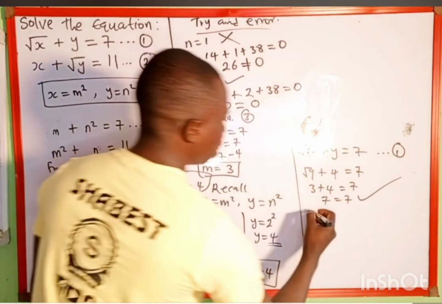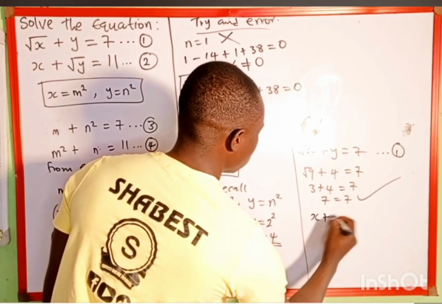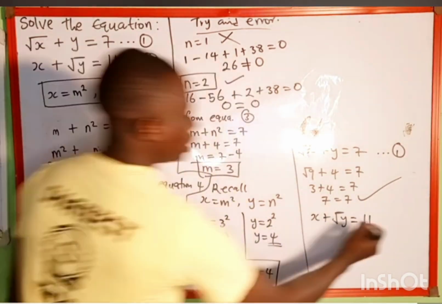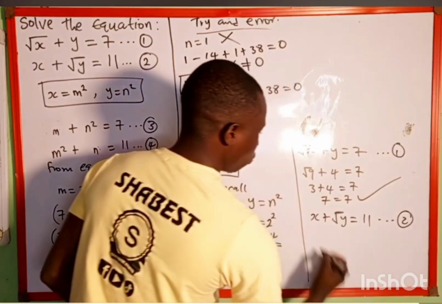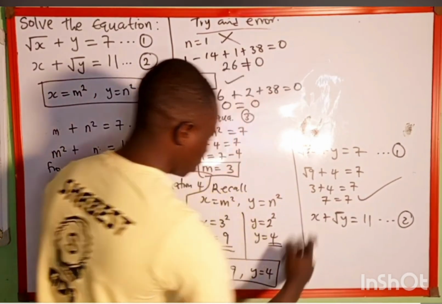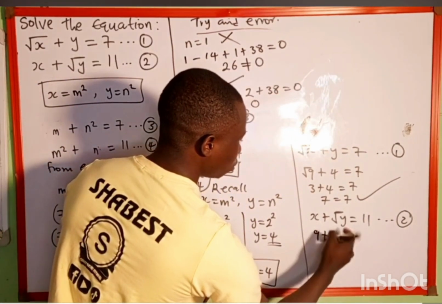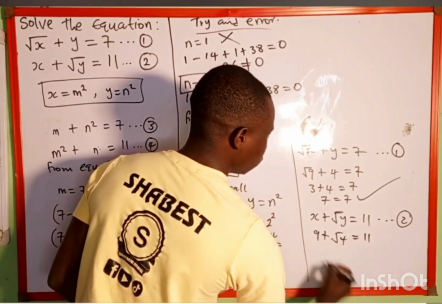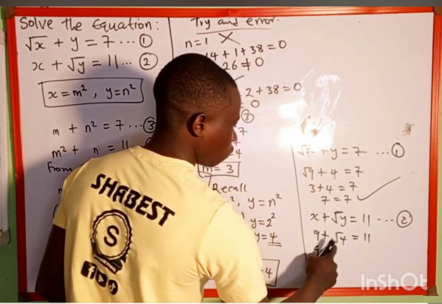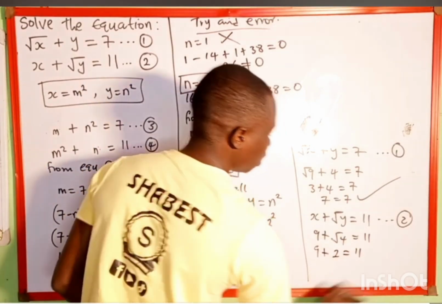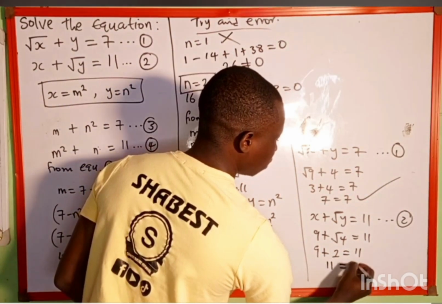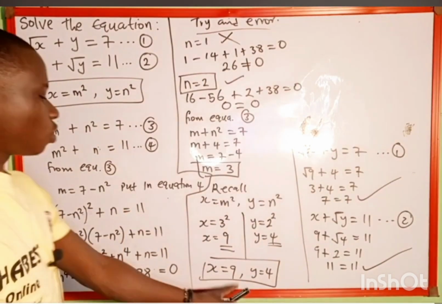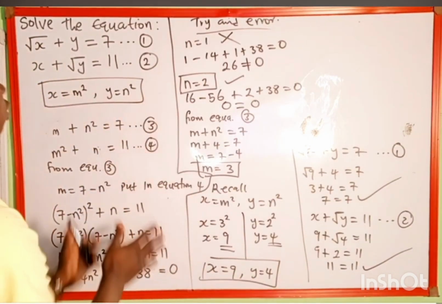So let's take the second equation, which is x plus square root of y is equal to 11. So this is the second equation. So what are we going to do? In place of x, we replace 9, plus, what is y? y is the same as 4, which is equal to 11. So 9 plus square root of 4 is what? The square root of 4 is 2, so 9 plus 2 is the same as 11, and 11 is the same as 11. That means the two values x is equal to 9 and y is equal to 4 satisfy this equation.